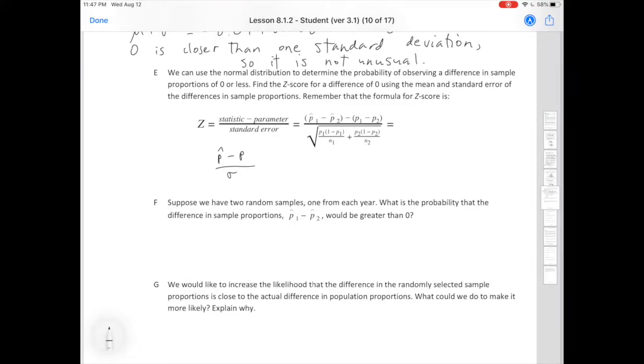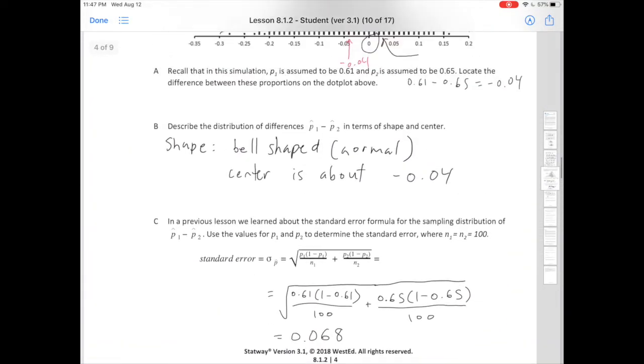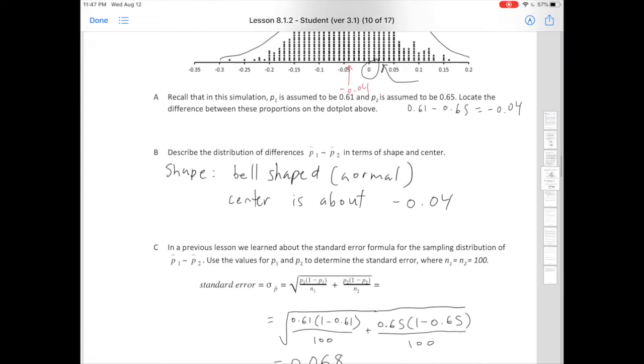Okay, so let's see what we get. Remember, we're assuming a difference of 0, in other words, we're assuming that this whole thing is 0. So we get 0 minus negative 0.04. Why do we get that? Because remember, P1 minus P2, we did that right up here. P1 minus P2 is negative 0.04, right?